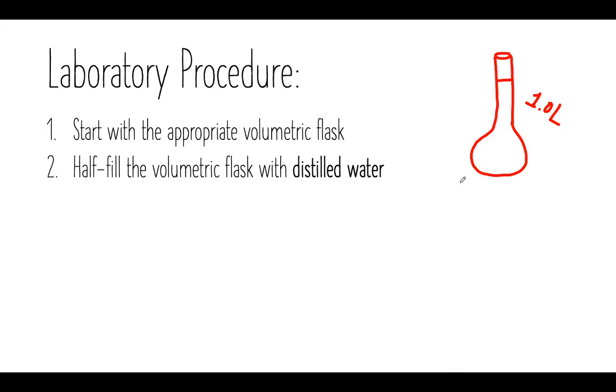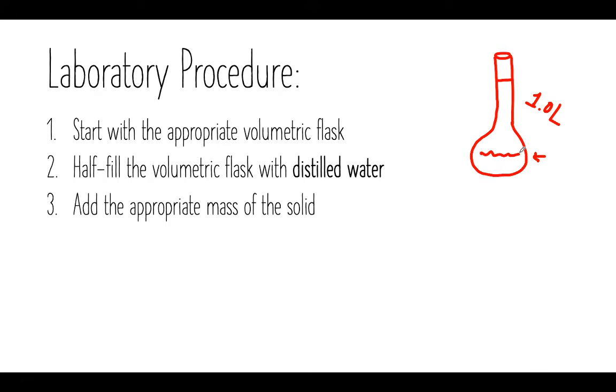Now, my first step here is to half fill this volumetric flask with distilled water. Now, I don't have to be exact about this, but I don't want to go all the way to the top either. So let's say about halfway, somewhere around there, you can just eyeball it. Not water from the tap, but distilled water. Distilled water doesn't have any ions in it. If we use tap water, that might mess with the purity of our solution. So we want to just eyeball about halfway some distilled water into our volumetric flask.